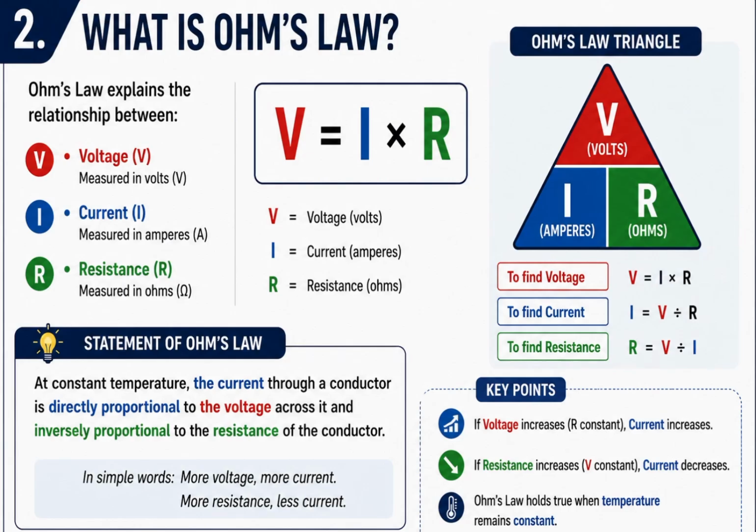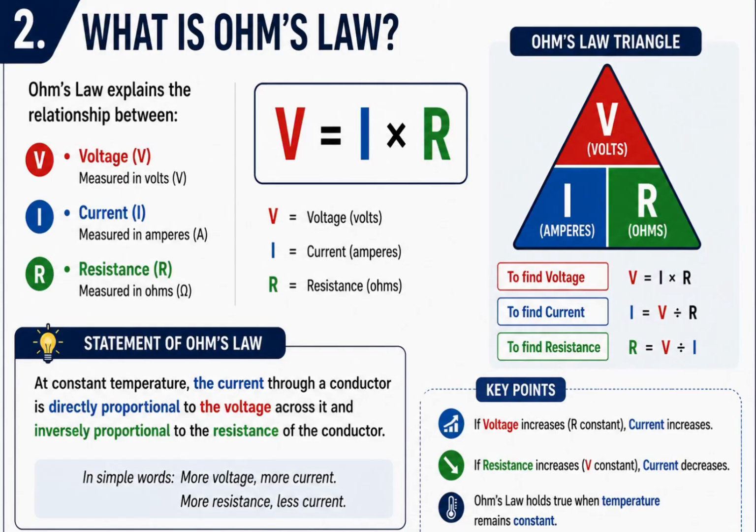So what is Ohm's Law? Ohm's Law states that at constant temperature, the current through a conductor is directly proportional to the voltage across it and inversely proportional to the resistance of the conductor. In simple words, it just means the more voltage we have, the more current we have, and the more resistance we have, the less current we have.